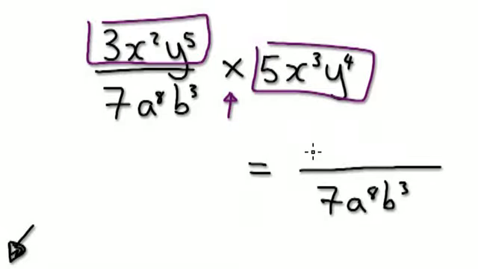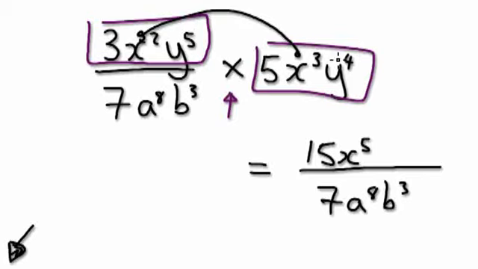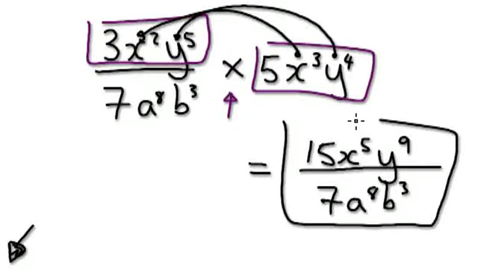So 5 times 3 is 15. So 15 here. X times with the x over here, that would be x to the power of 5. Y here times to the y here, so that would be y to the power of 9. Okay, so this would be your answer.